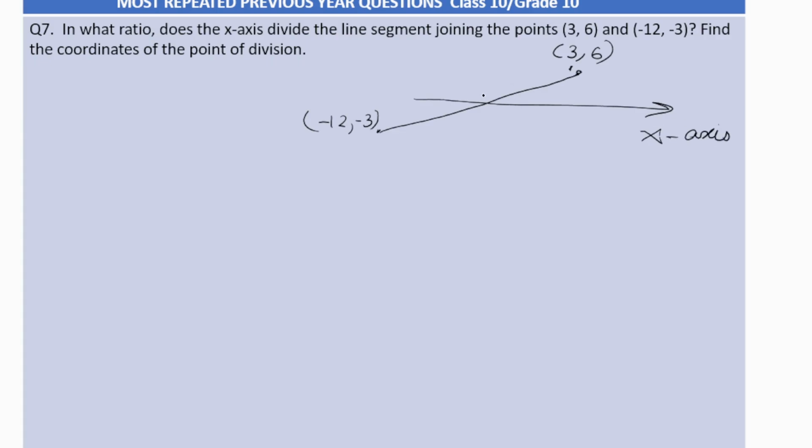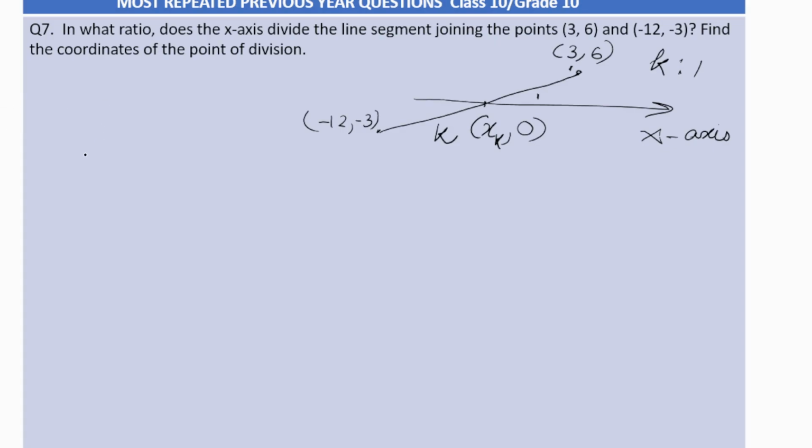Now, in what ratio does this x-axis divide this line segment? That we need to find. So, let that ratio be k is to 1. This side let it be k and the other side be 1. So, like that we can use the section formula to understand the coordinates. This point will have y as 0, and let this particular point's x coordinate be, let's say, xk, just like that I have written. So, I'll erase this and write this k nicely.